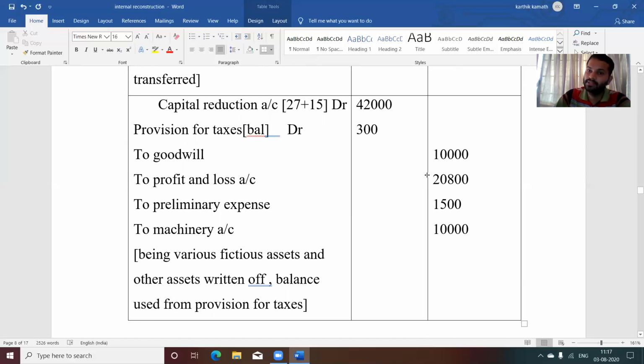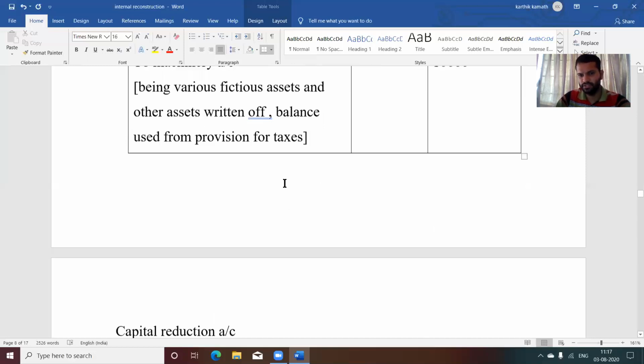So the credit side balance is more than the debit side balance. So the remaining balance, we will take it from provision for taxes, that is 300. This will be your balancing figure. Provision for taxes will be your balancing figure. So this is the last journal entry.